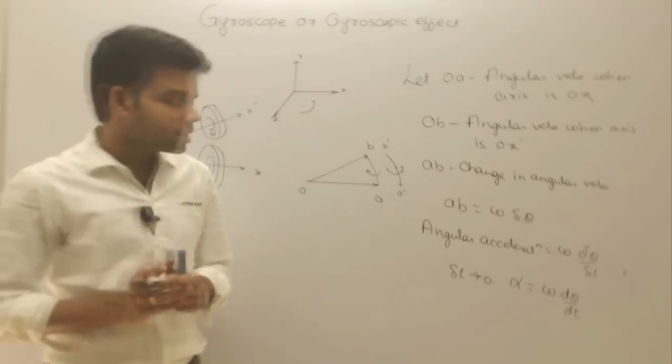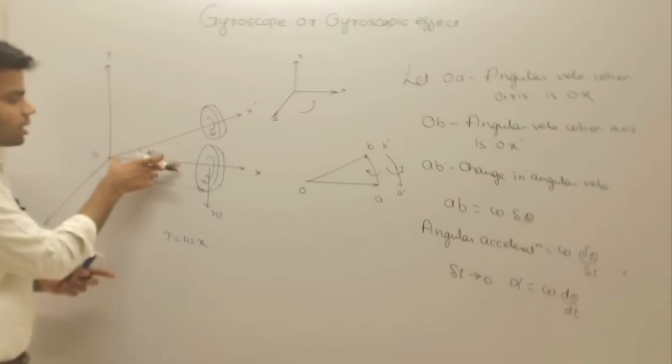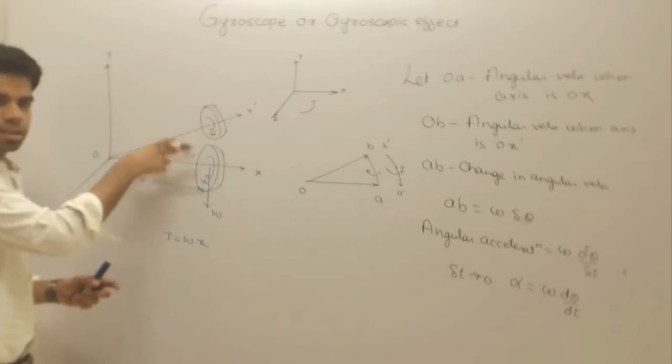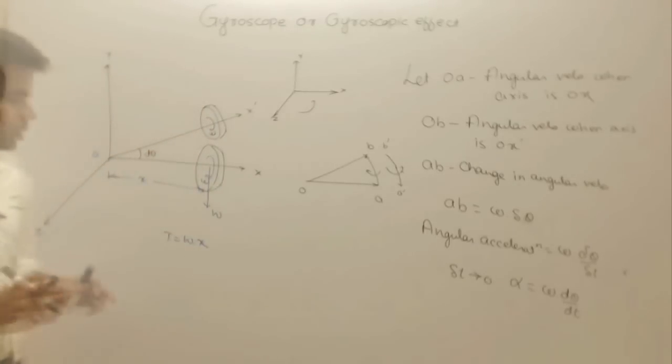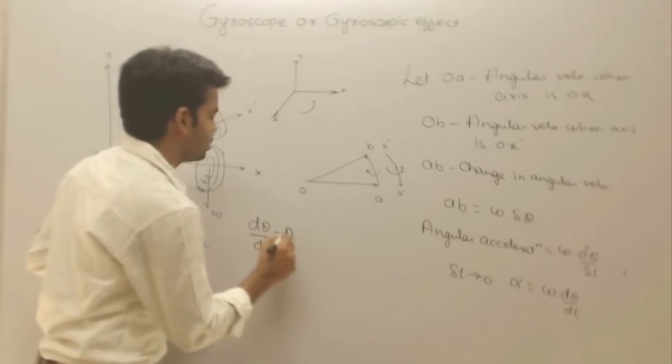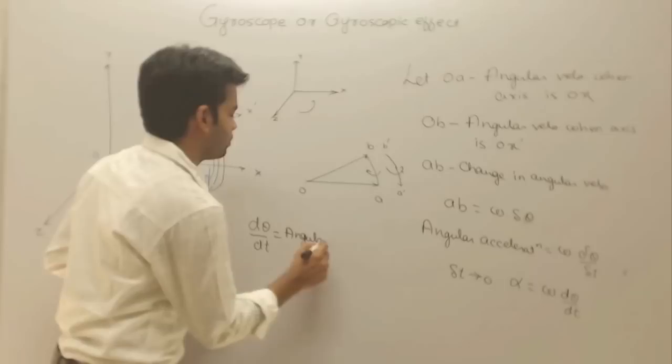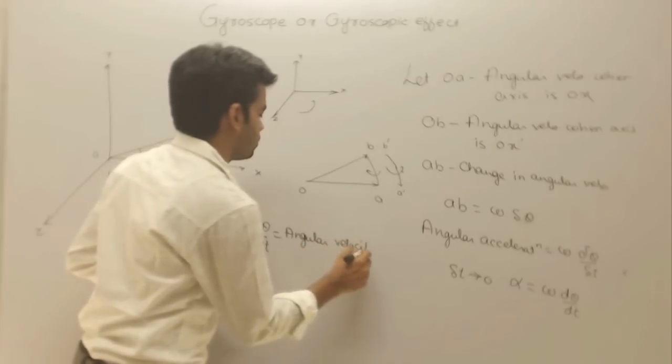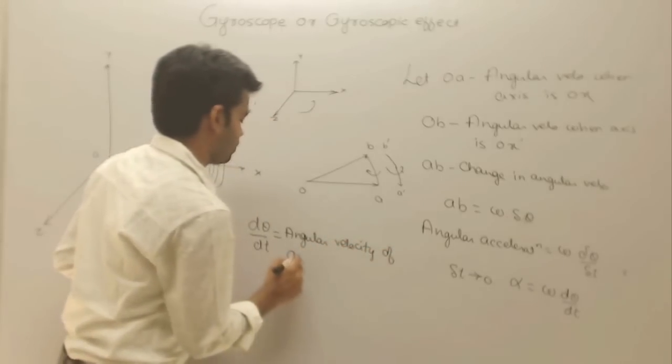Now, what actually is this d theta by dt? D theta is the angle turned by this axis about the y axis. So this d theta by dt is nothing but the angular velocity of the axis of spin.